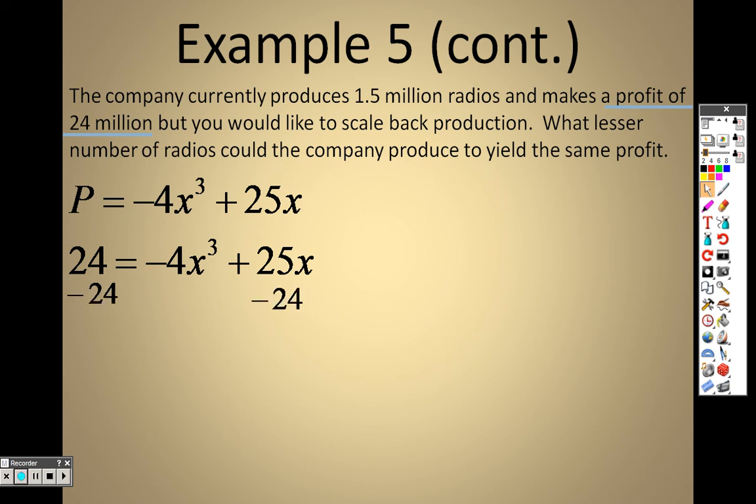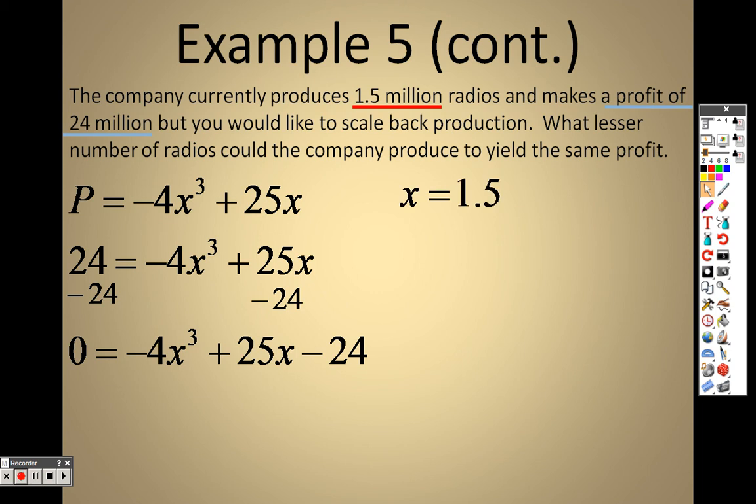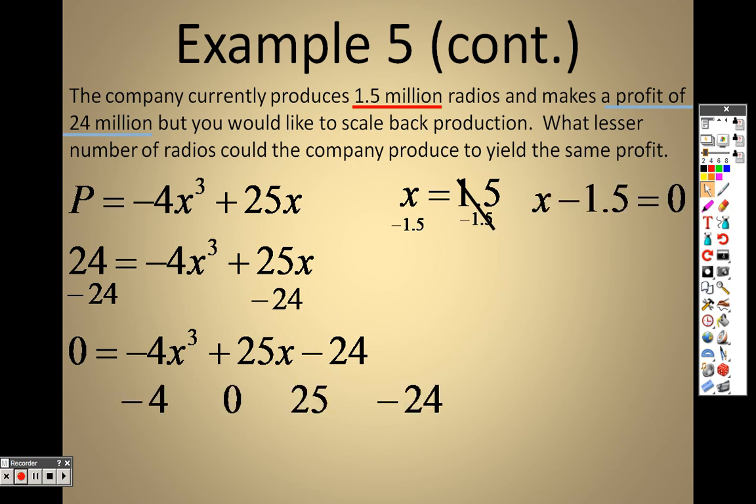So when I go to solve this, I move that over there, and it says that we have 1.5 million that is produced, so that's basically stating x is 1.5. So if I subtract, there's my equation, x minus 1.5. So I have my negative 4 x cubed, x squared, which I don't have, and I have my x, which is 25, and negative 24. And I know that this is 1.5 out in front.